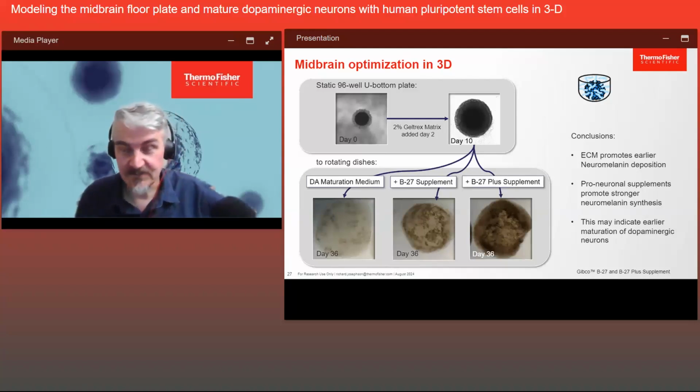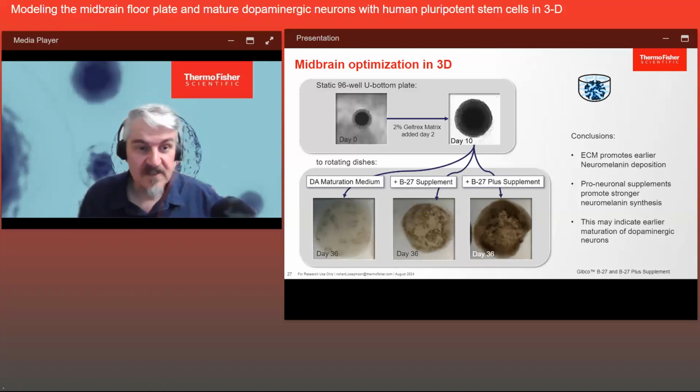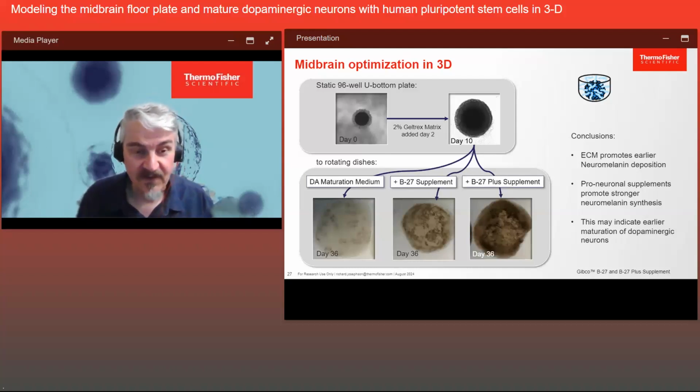So to summarize, the extracellular matrix addition during specification promotes earlier neuromelanin deposition. The proneuronal supplements given during maturation promote stronger neuromelanin synthesis, as you see here. And the abundance of neuromelanin suggests that we're getting earlier maturation of dopaminergic neurons in these conditions. So next, we want to look at the functional maturation of our dopaminergic neurons.